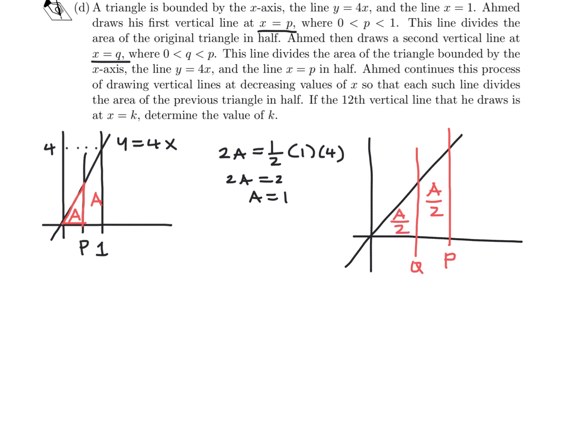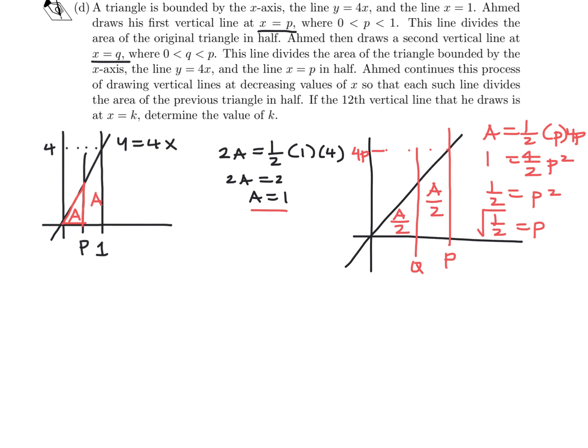So now the area of this whole thing is A over 2 plus A over 2, which is just A, and it's 1/2 base times height. The base looks like p, and the height would be 4p. So A equals 1/2 times p times 4p, which is 2p squared. Oh, okay, it's useful to know the value of A. So that means p squared would equal 1/2, and therefore p would be the square root of 1/2.